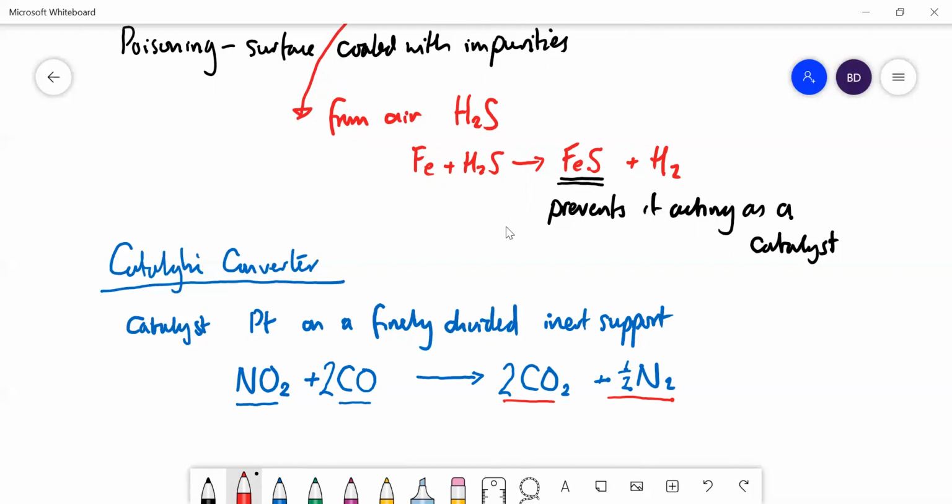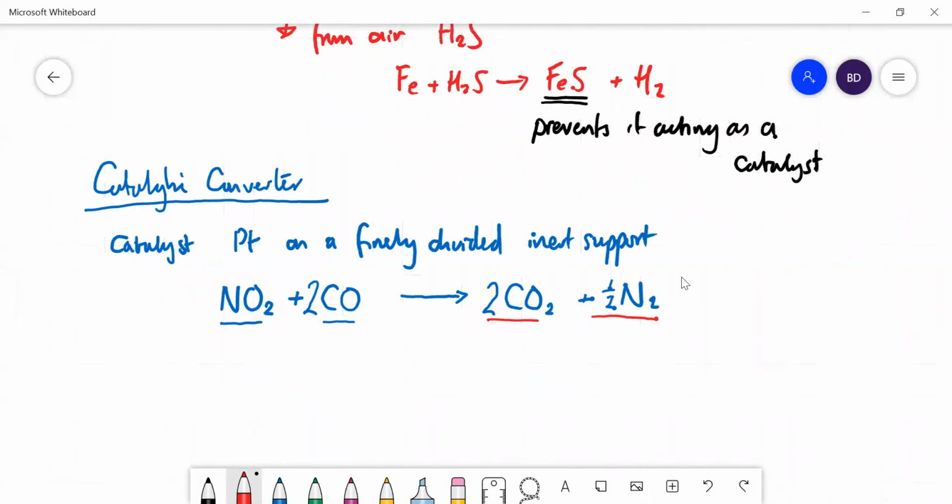The car's catalytic converter is finely divided to give it a large surface area, and the gases pass over and react. Incidentally, catalytic converters can become poisoned. Up to about 20 years ago, they used to be able to get leaded petrol, which contained lead compounds. And what happened was, if you put that into a car with a catalytic converter, you'd get a very thin coating of lead on the surface of the catalyst, and that would completely ruin it. Again, it's a good example of poisoning of a catalyst.